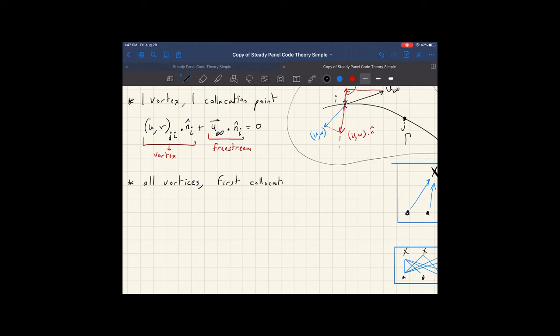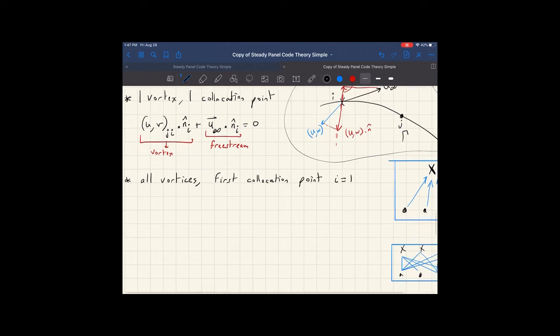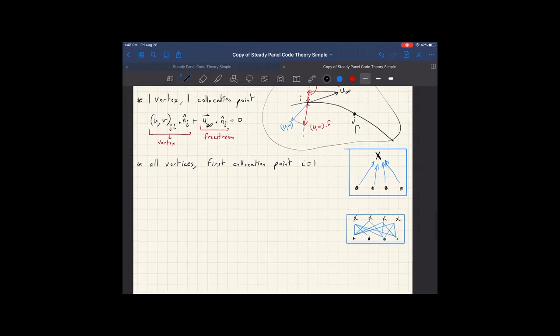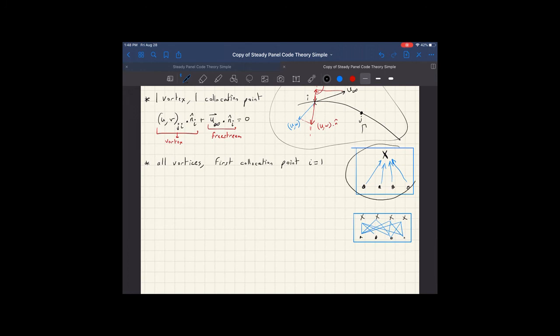Let's pick i equal to 1. So for all j, because j stands for the vortex, for all j and i equal to 1. And this here is just a simple schematic of what I mean. You have all the vortices on the camber line, and they all affect the collocation point of interest. In this setup, we basically will sum the influence for all j.